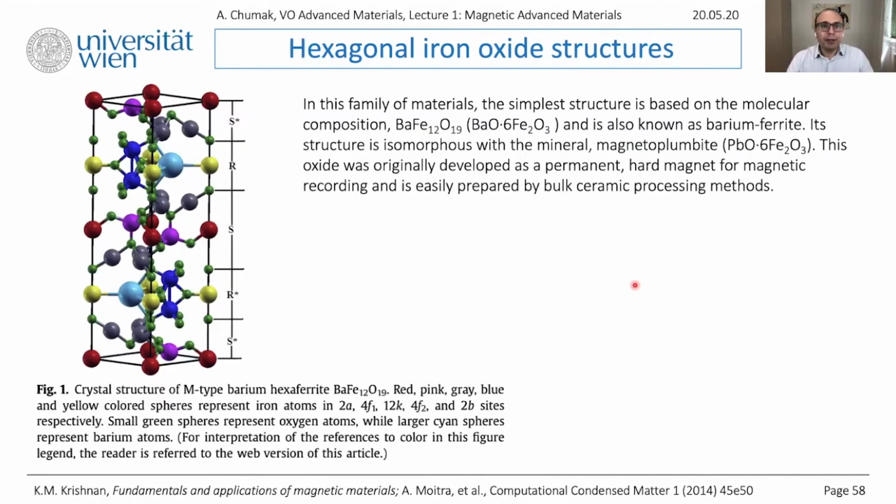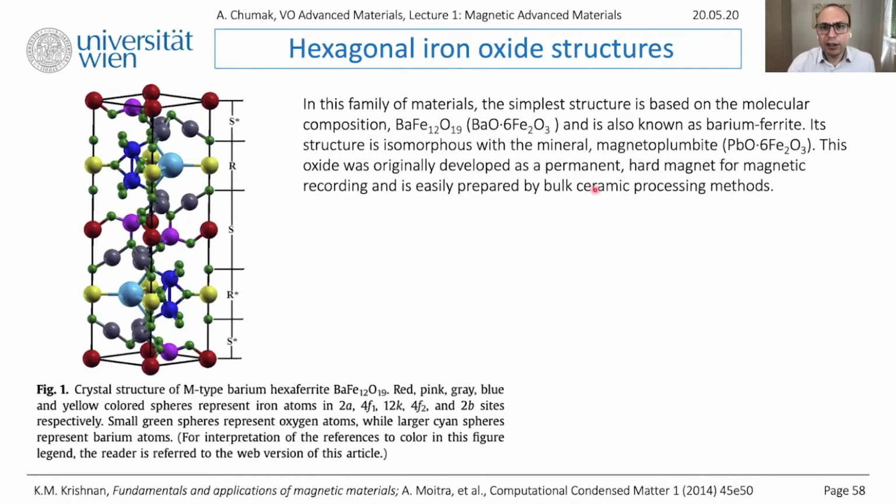Good. Now we are switching to the next type. It's hexagonal iron oxide structures. As opposed to all previous structures, we do not have any more cubic structure. It's hexagonal, and the simplest structure is based on the molecular composition barium iron 12 oxide 19. It's known as barium ferrite.